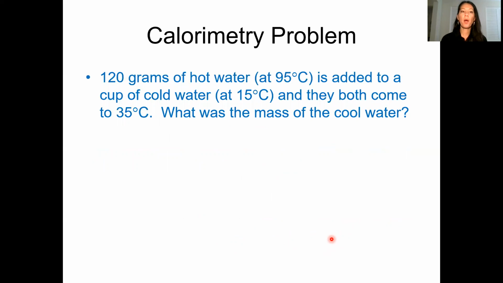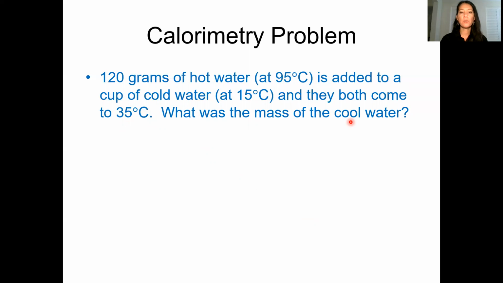Okay, one other problem. This involves mixing hot water and cold water. So you have 120 grams of hot water, and it's added to cold water. The hot water's at 95, the cold's at 15, but they both come to 35 degrees C. My question is, what is the mass of cool water? This is useful if, say, you want to find out how much cold water you need to add to get the total temperature to certain degrees. So how do you do this problem? Take a moment just to think about that for yourself.